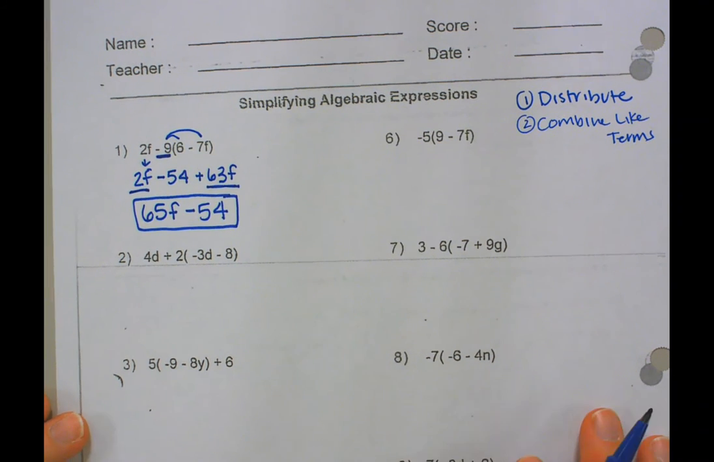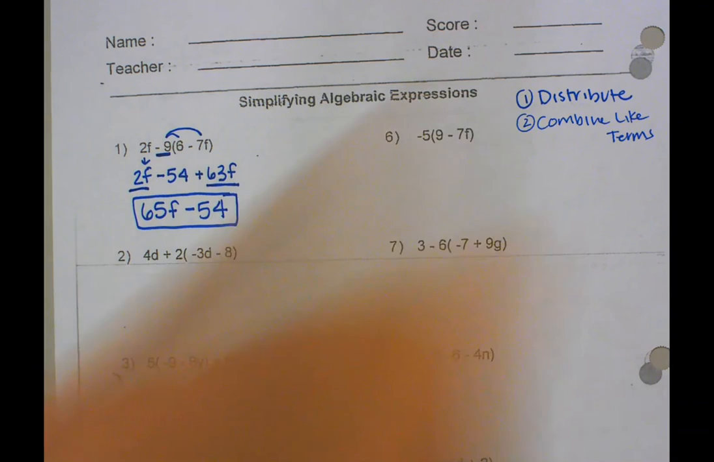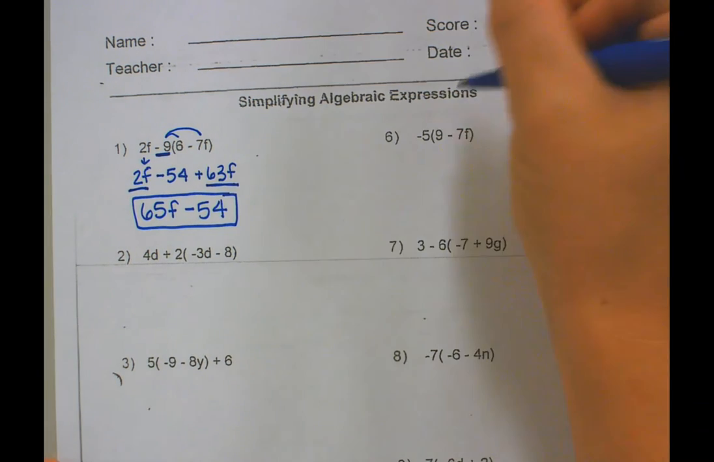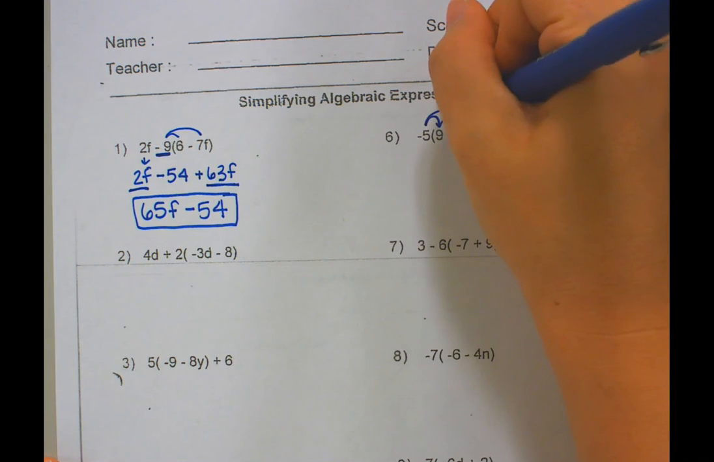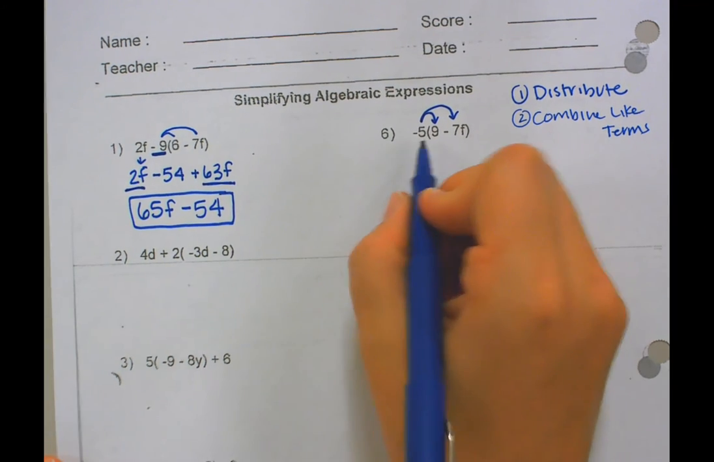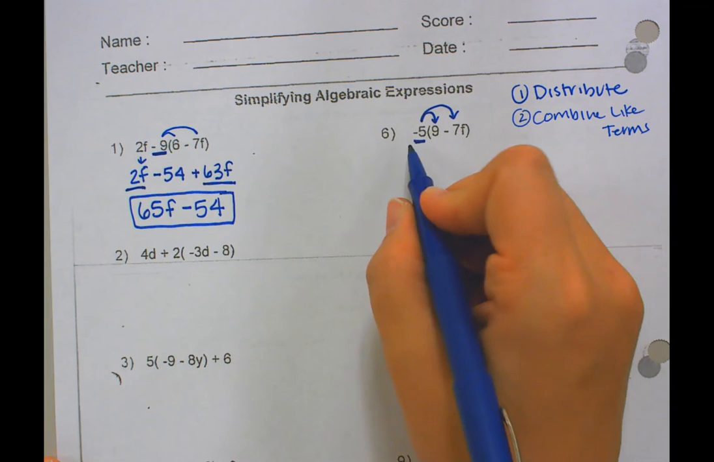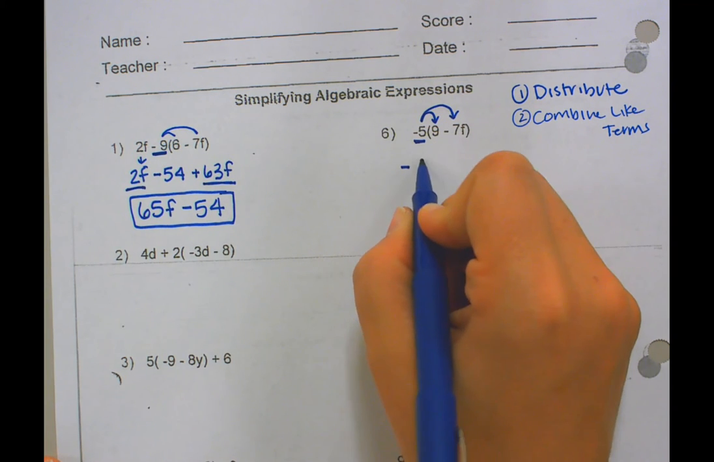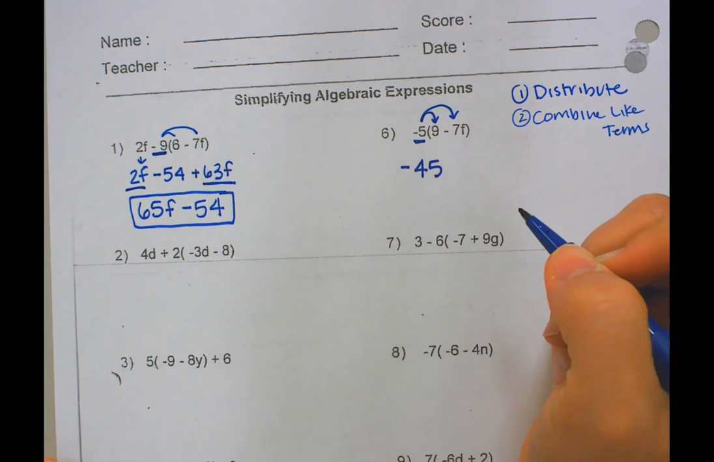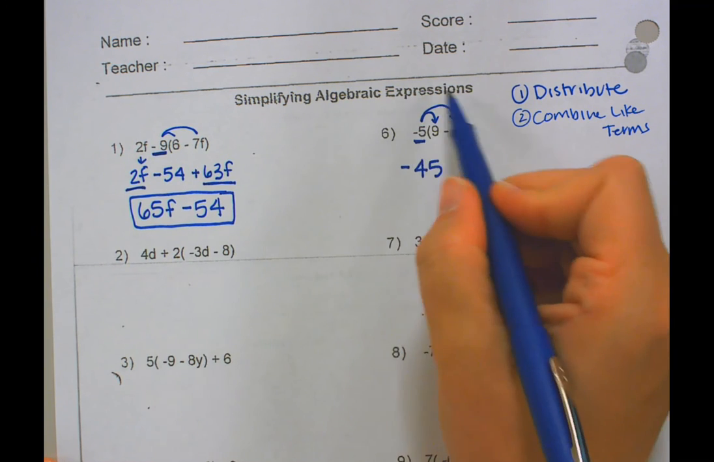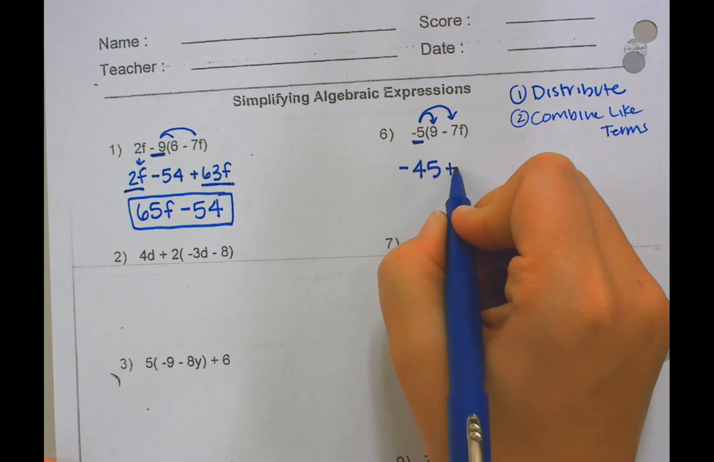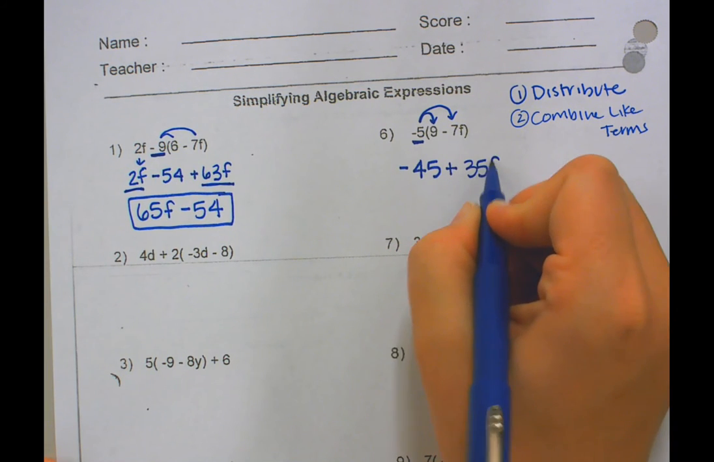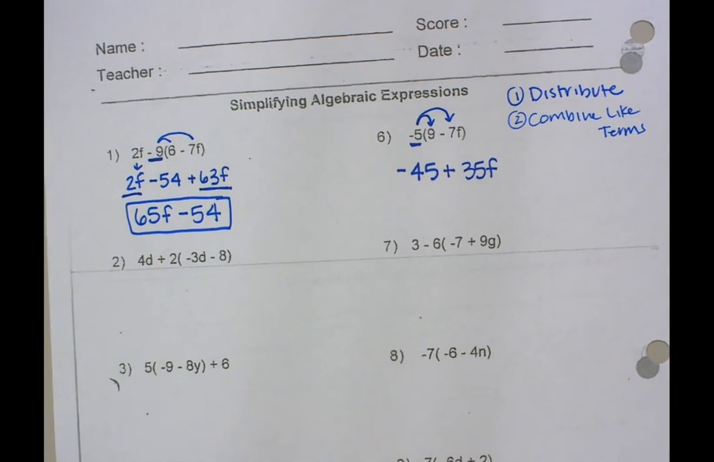All right, if we look at the one next to it, number 6, I'm going to distribute first. So I have -5 times 9 and -5 times -7f. We're going to bring that sign with us. So -5 times 9 would give me -45 when I multiply. And -5 times -7f, -5 times -7 would give me a +35. And then I bring that f as well.